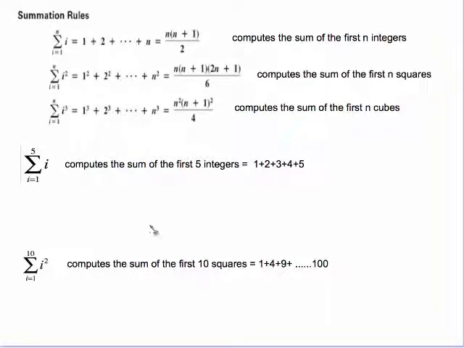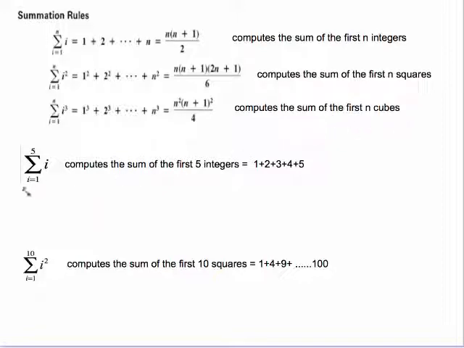This is Pre-Calc section 11.1 part 3. We need to look at summation rules and summation properties. Here are three formulas for computing either the sum of the first n integers, the sum of the first n squares, or the sum of the first n cubed.